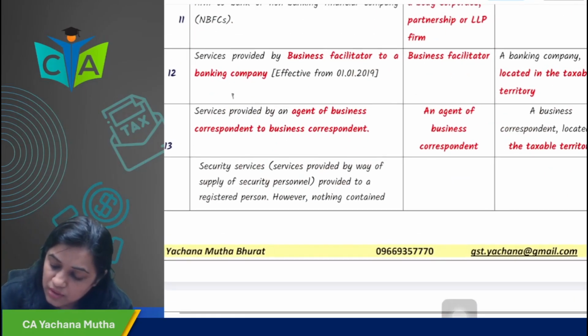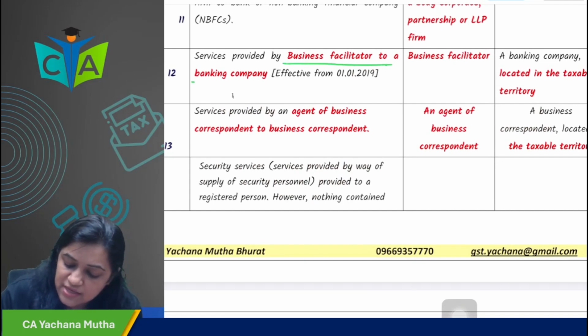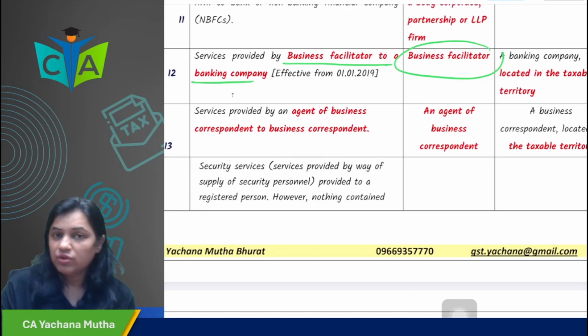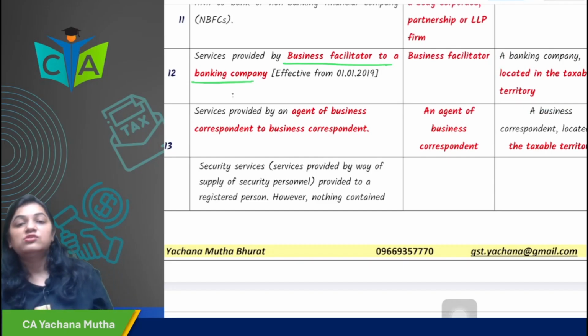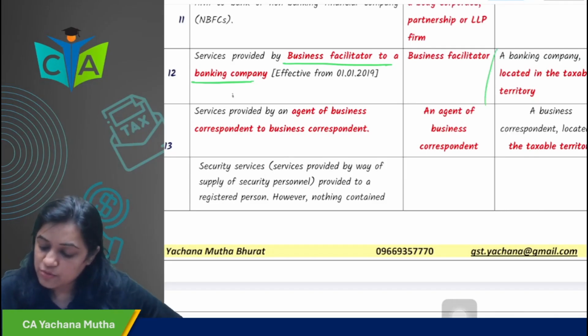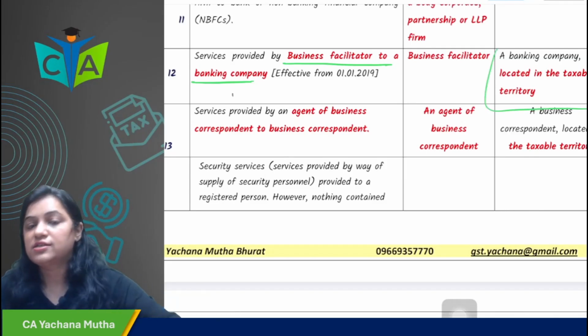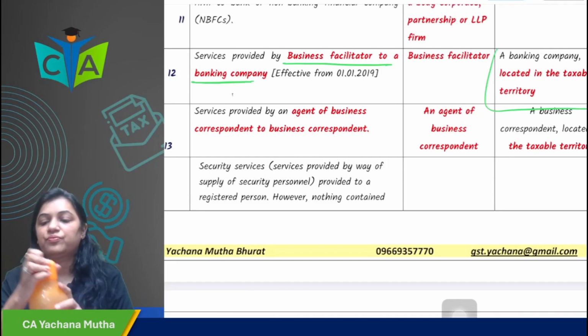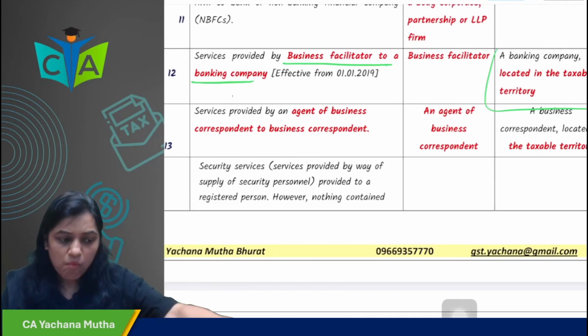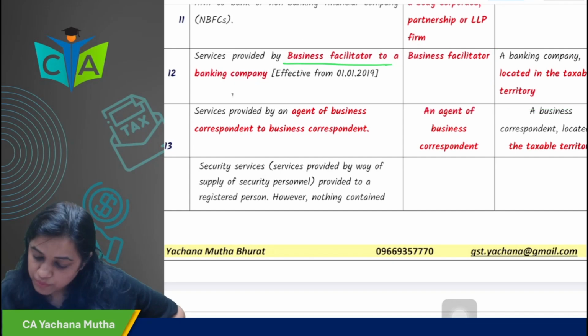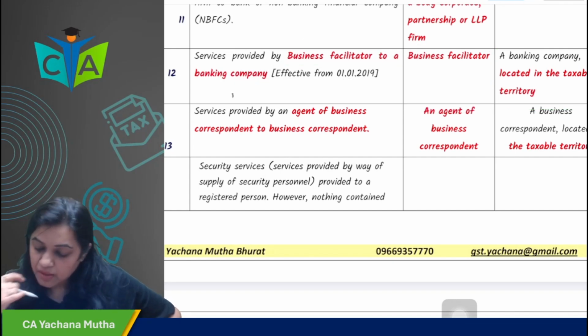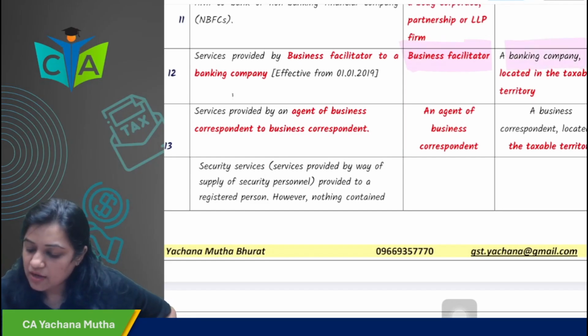Next, service provided by a business facilitator to the banking company. You are a business facilitator providing services to a banking company located in taxable territory. So the banking company located in taxable territory will be liable to pay tax under RCM. Business facilitator is providing services to a banking company, so the banking company will be liable to pay tax.